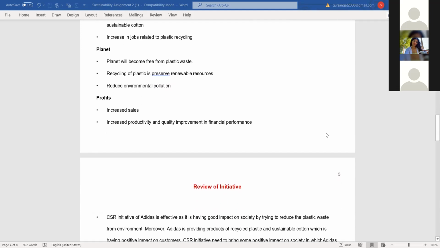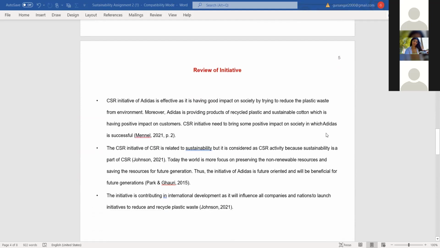To be continued with the next slide, review of initiatives. CSR initiatives of Adidas are effective as they have a good impact on society through a plastic-free environment. Moreover, recycling of plastic and cotton will have a positive impact on customers. The initiative is related to sustainability, but it is considered a CSR activity because sustainability is a part of CSR. Today, the world is more focused on preserving non-renewable resources and saving these resources for future generations.